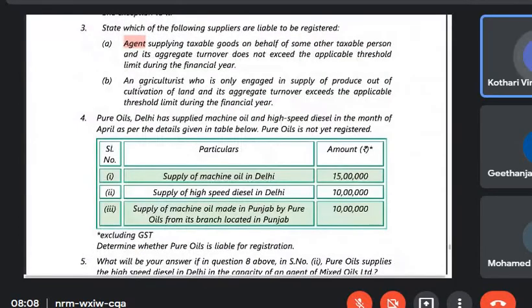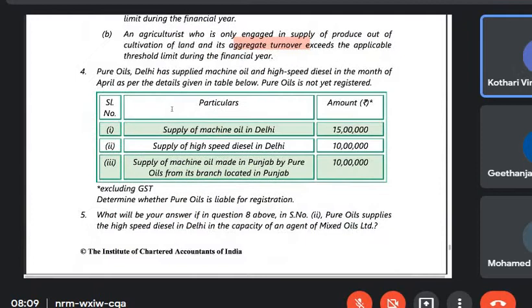So here, agriculturist, we have seen in Section 23, persons not liable for registration. In that, an agriculturist, out of own labor, supplying produce out of cultivation of land is not required to register. Though the aggregate turnover exceeds the specified limit, he is not liable for registration. Correct, very good. Fourth question.